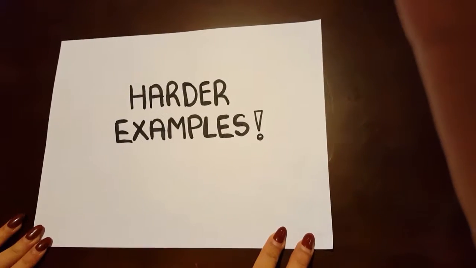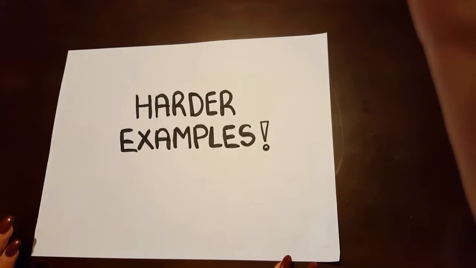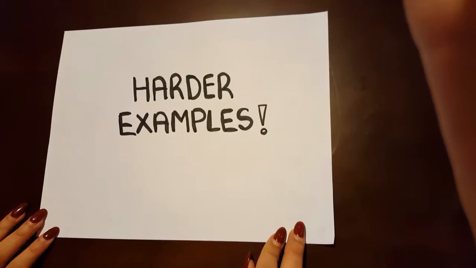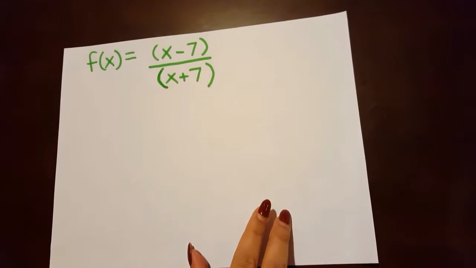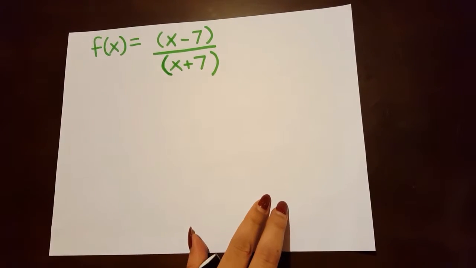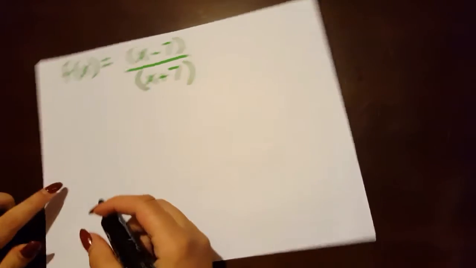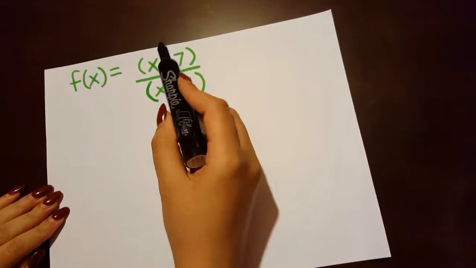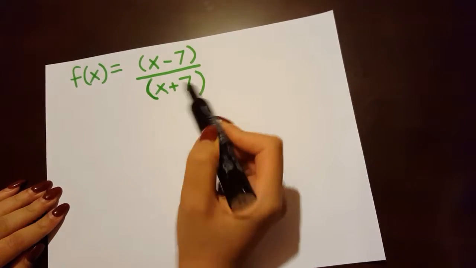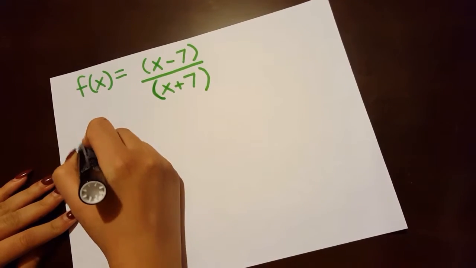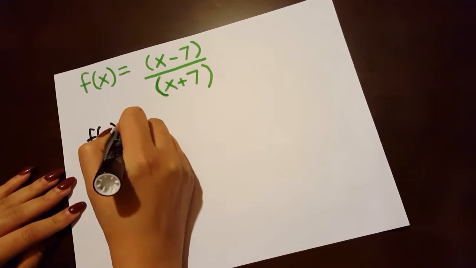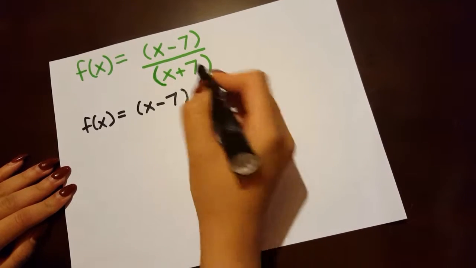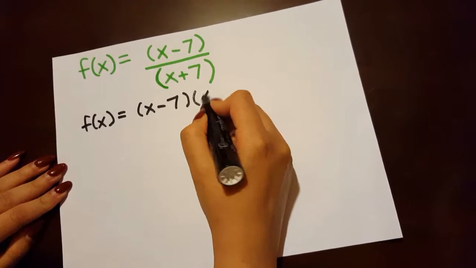So now that we know both the power rule and the product rule, let's try some harder examples. So this example isn't exactly hard, it just looks challenging at first. The trick is to rewrite it. So instead of f of x equals (x minus 7) over (x plus 7), we're going to rewrite this in a way that helps us use the product rule.